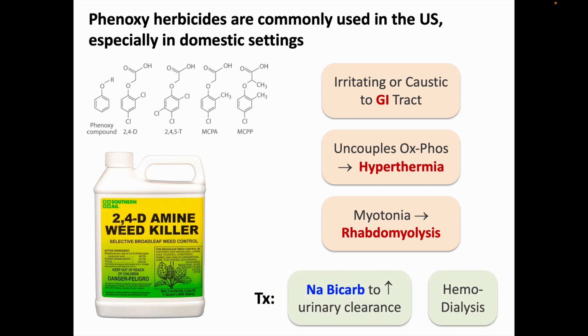It has been recommended for treatment of 2,4-D poisoning to alkalinize the urine with sodium bicarbonate to increase renal elimination. Hemodialysis has also been suggested to increase elimination.